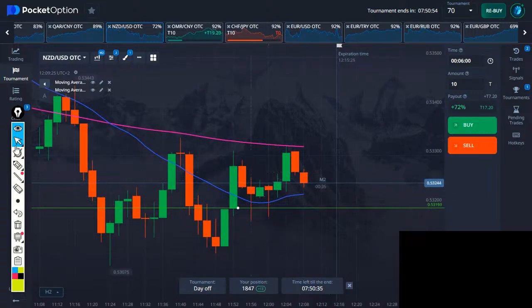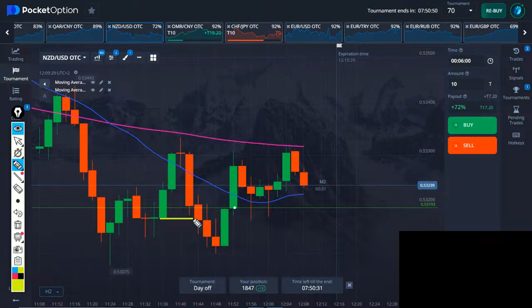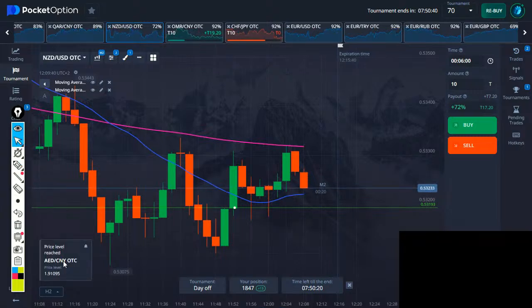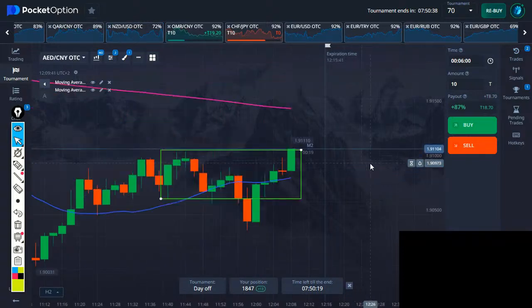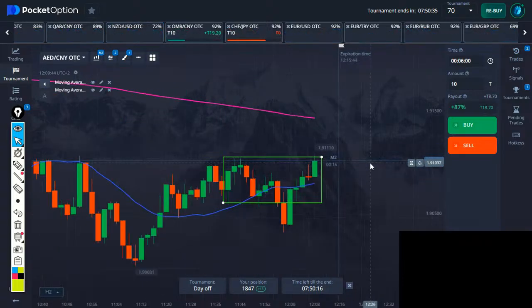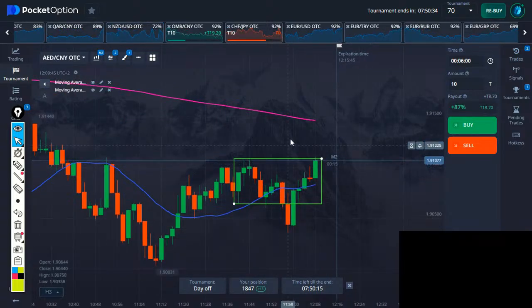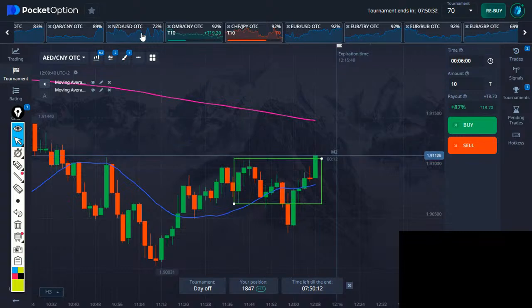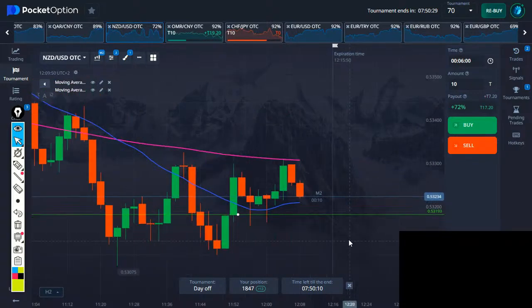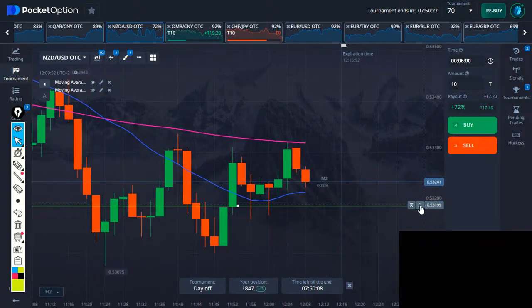I have my narrow state. This was a beautiful trade to take over here, 4 minutes. However, I'm waiting for a surge. Okay, we have something. Nope, I won't take this one. It's still very far away. Let me set an alarm over here.